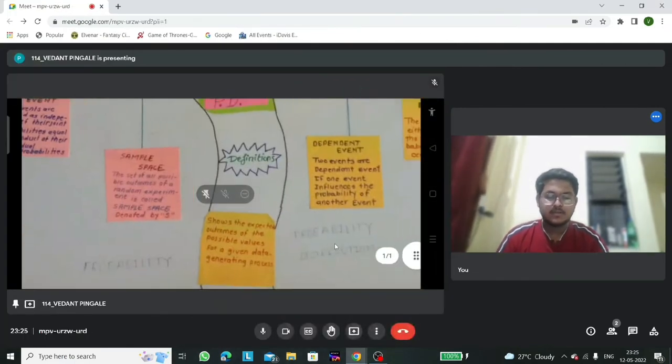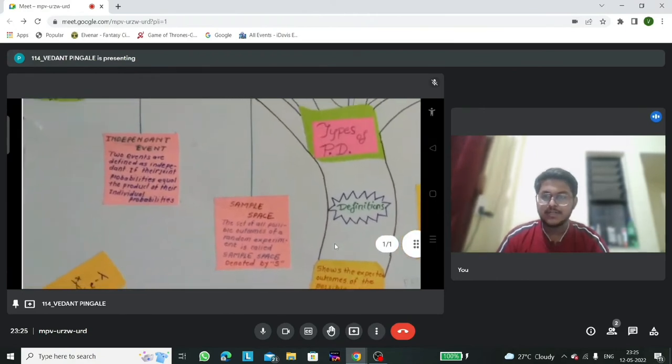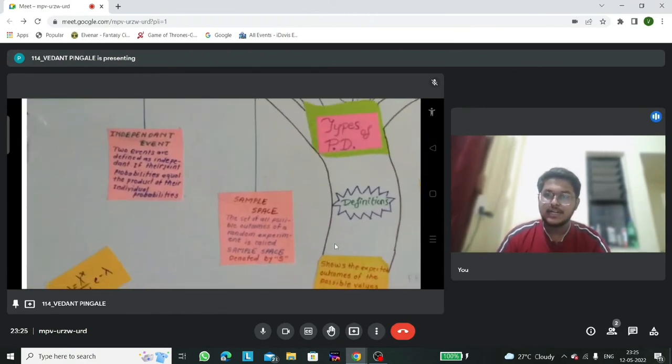Then next one is independent event. Two events are defined as independent events if their joint probability is equal to the product of their individual probability. It also means that if there are two events, event A and B, and happening of event A has nothing to do with happening of event B, then it is called as independent event.